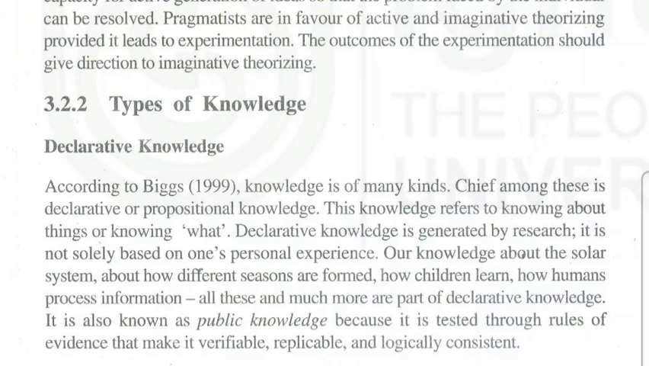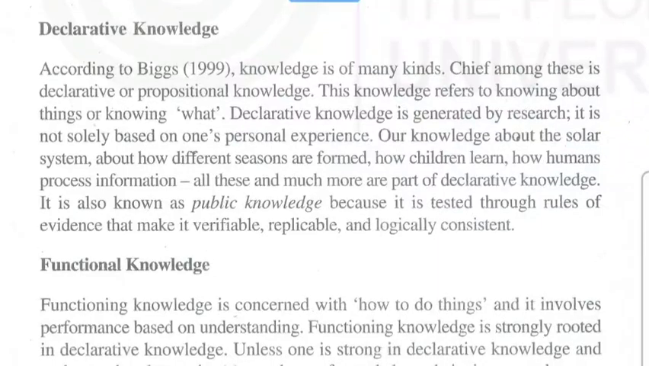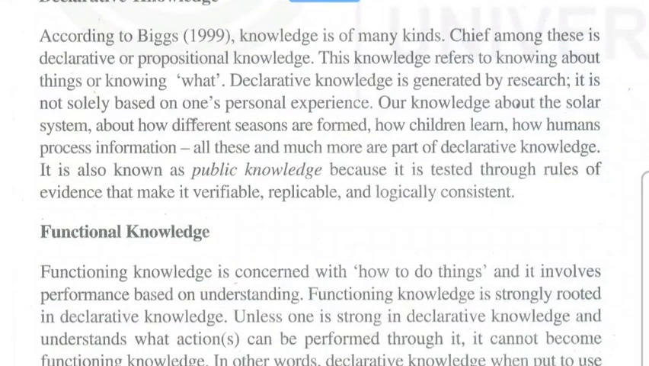3.2.2 Types of knowledge. Declarative knowledge. According to Biggs, 1999, knowledge is of many kinds. Chief among these is declarative or propositional knowledge. This knowledge refers to knowing about things or knowing what. Declarative knowledge is generated by research. It is not solely based on one's personal experience.